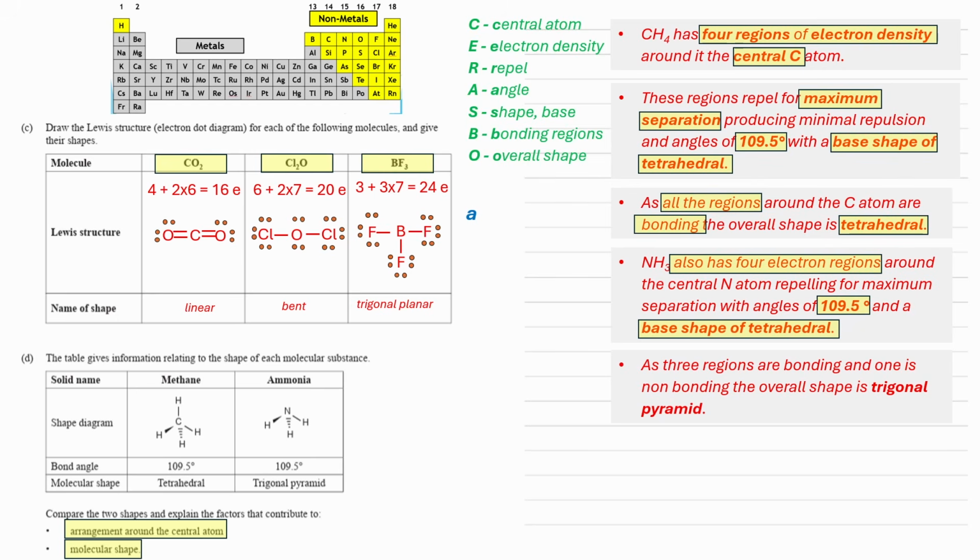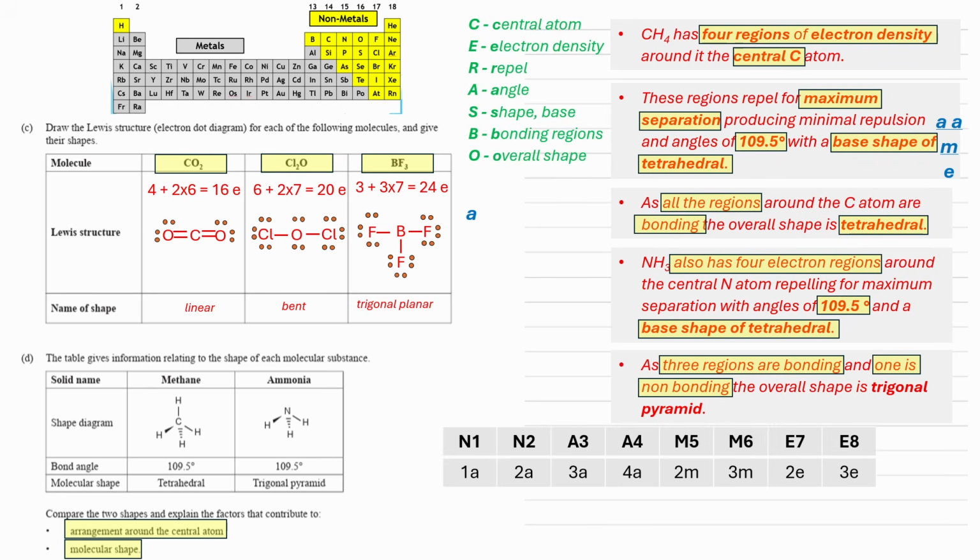So ammonia also has 4 electron density regions around the central N atom repelling for maximum separation with angles of 109 and a base shape of tetrahedral. So yeah, I've included all the same bits from the other. In fact, I could somehow combine this second and fourth paragraph together, but I didn't need to. And then finally I go, well, it's got 3 regions that are bonding and it's got 1 that is not bonding, so its overall shape is bent.